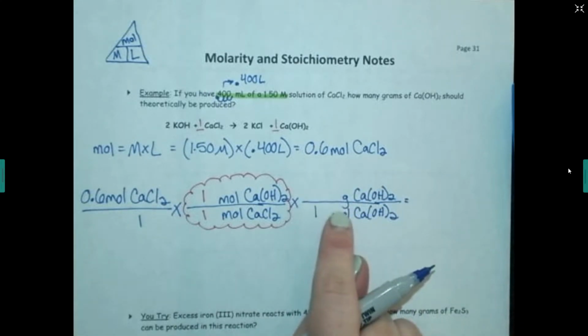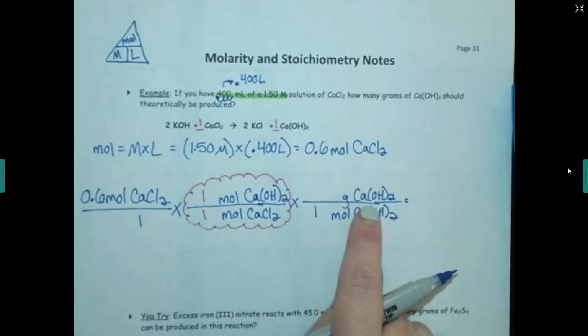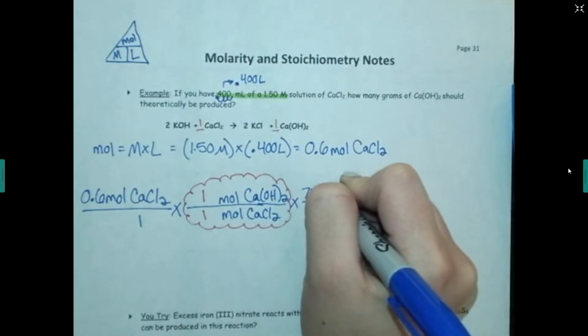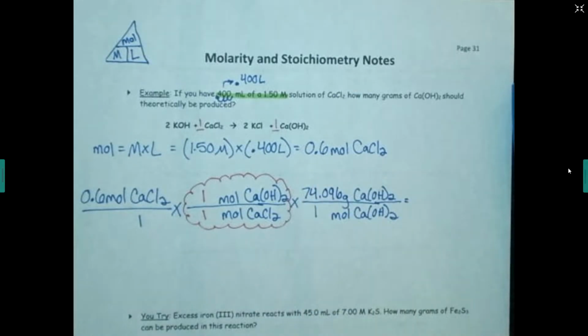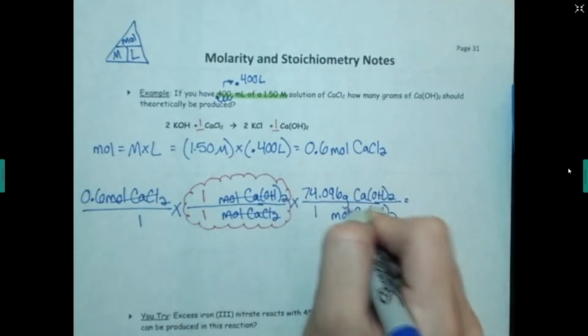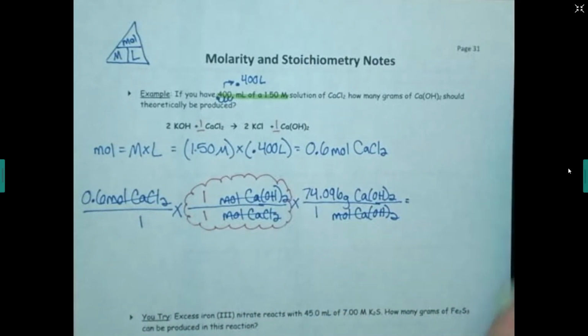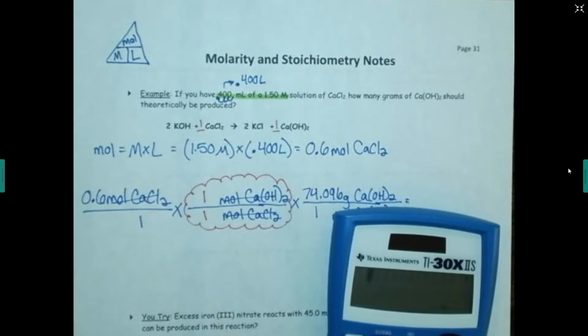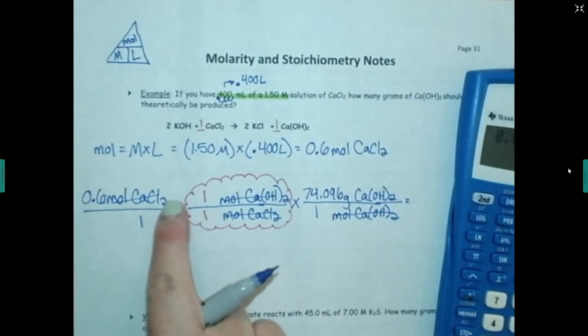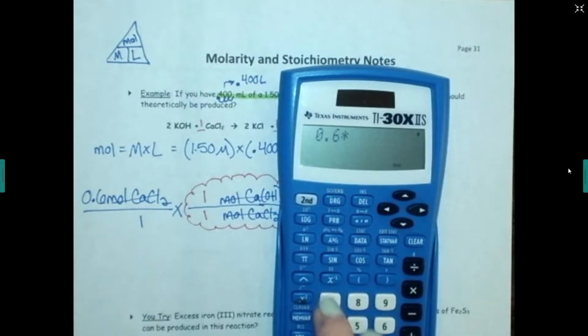Then G for grams reminds me that I need to go to the periodic table and find the molar mass of this. In the interest of time, I'll just tell you what I got for the molar mass: 74.096. Now we need to cancel our units. Those cancel and those cancel, so now we're ready to put this in our calculator. There are a lot of 1s, which makes it really easy. It's just your 0.6 times the 74.096, and I get 44.